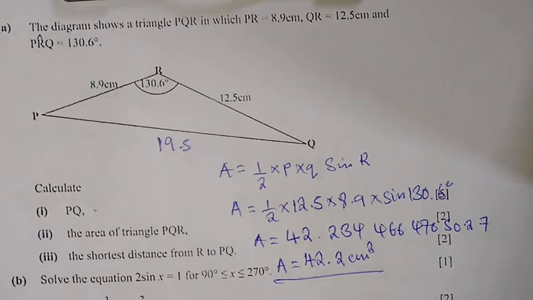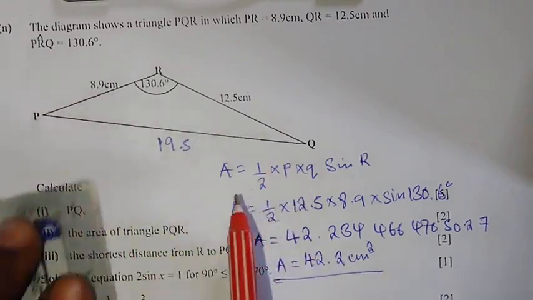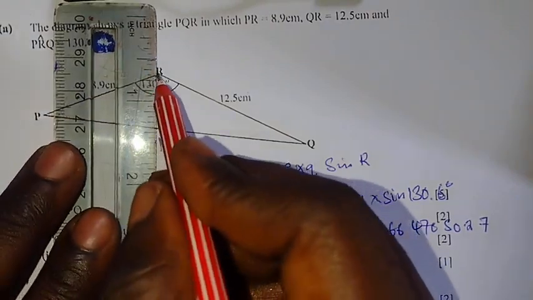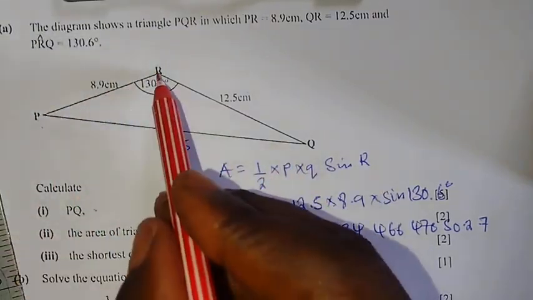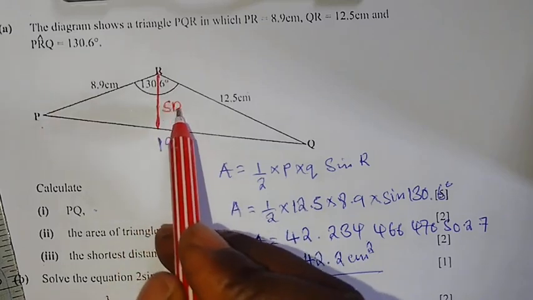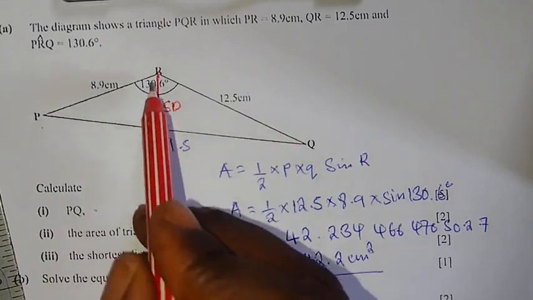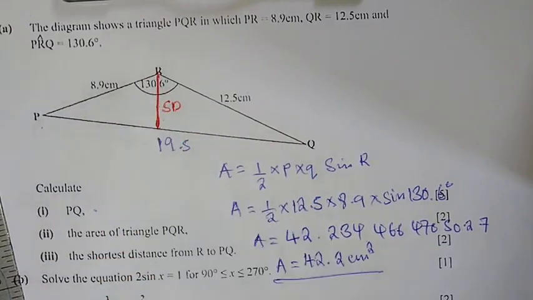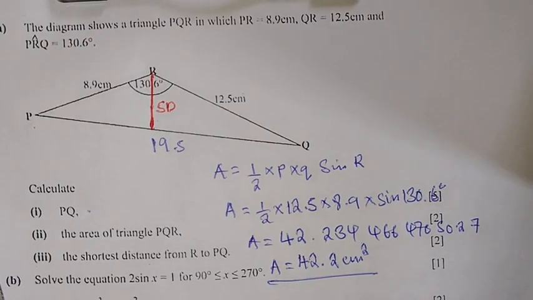Alright, so let us now answer our third question. Find or calculate the shortest distance from R to PQ. So the shortest distance will come from this R up to this line PQ. So this is the shortest distance that we need, SD, shortest distance from R coming on down here to PQ, this line right here. So to find the shortest distance, what are you going to do? Okay, this one is very easy as well.